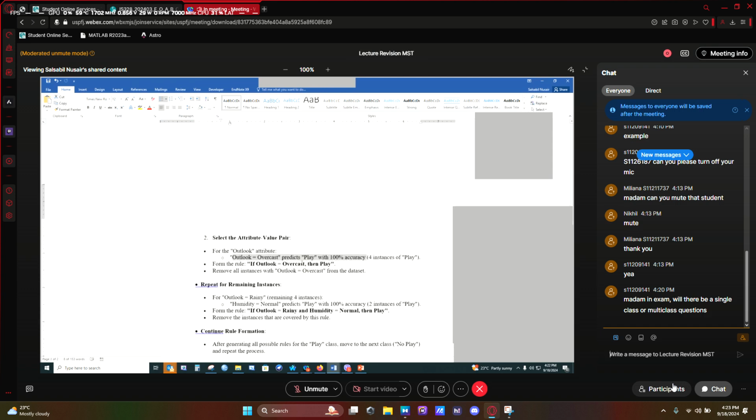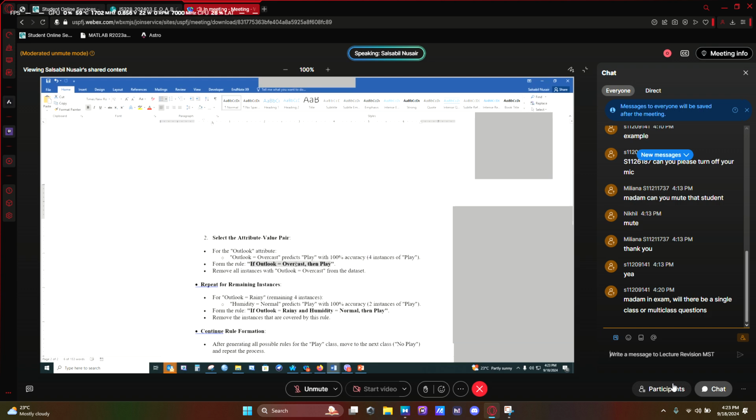Here you are calculating the frequency, the probability. It's 4 instances out of 4, all of which are play, and that's how you get this 100%. So if you want to form the rule, you simply say if Outlook equals overcast, then play. Simple as that. So that gives you a rule.